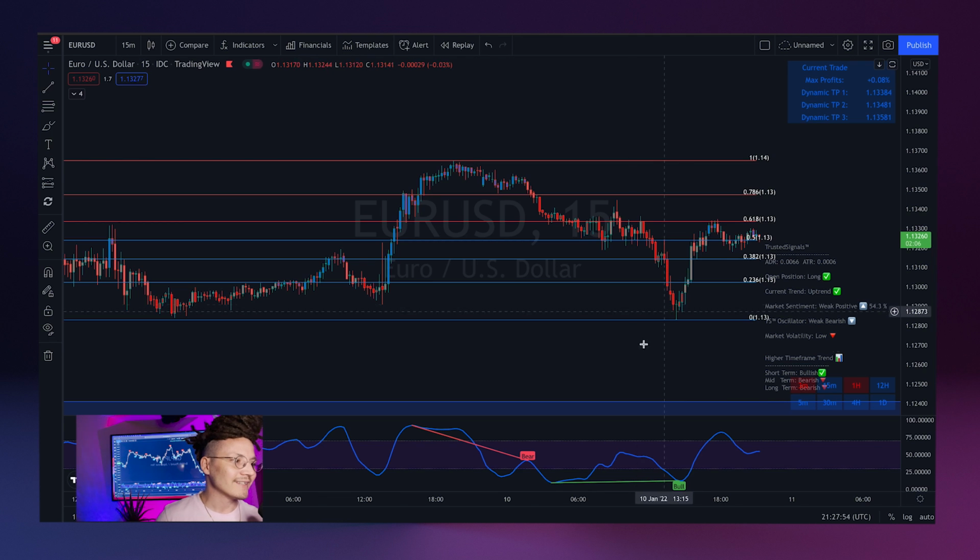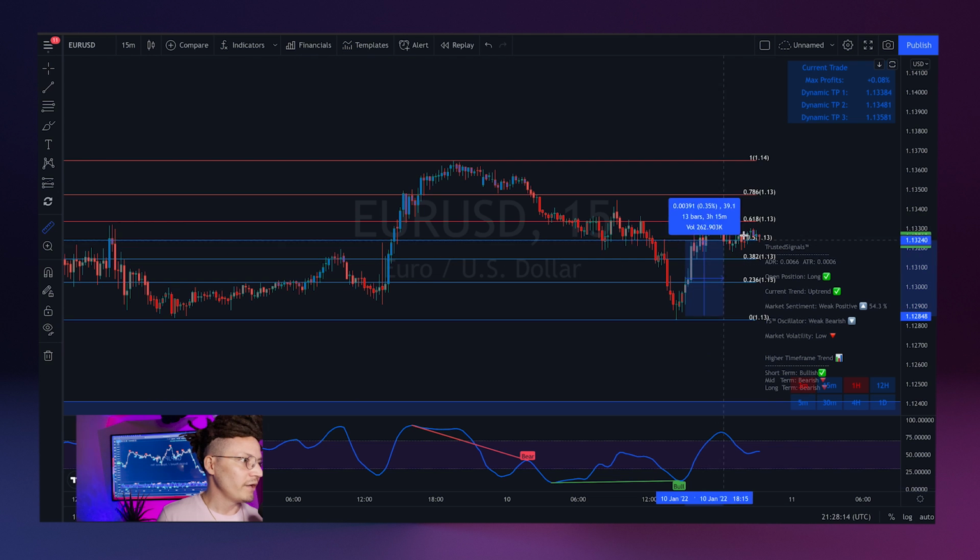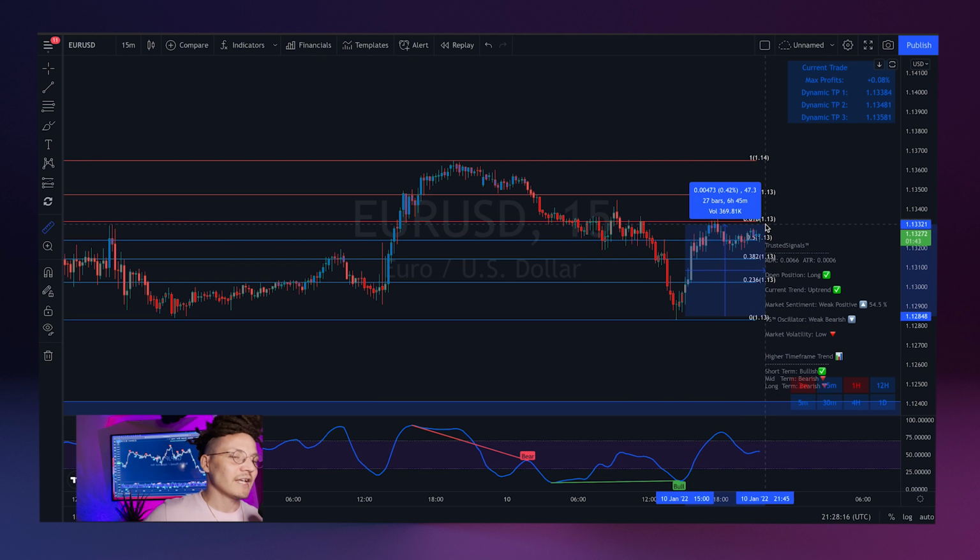So I rather wait to see auto divergence together with price being at those buy or sell areas. Because now having price come down to this zone, having this bullish divergence, going long right here, we have a solid 47 pips in the bag.